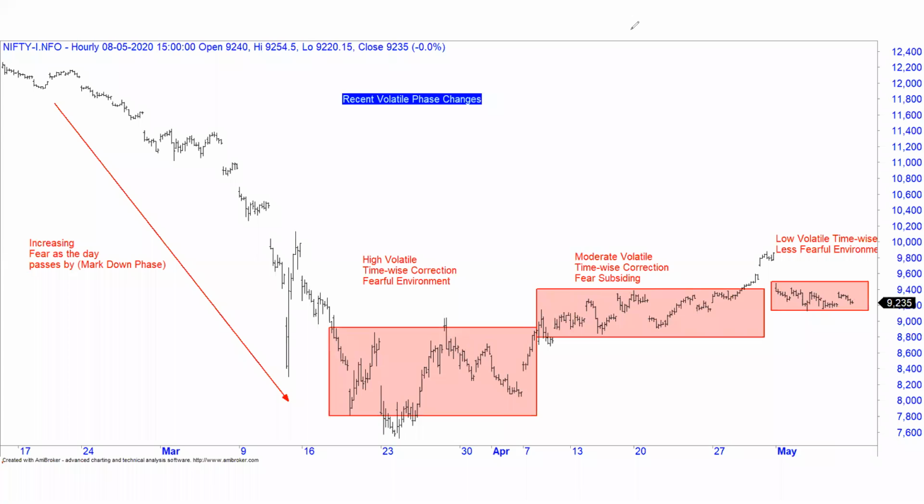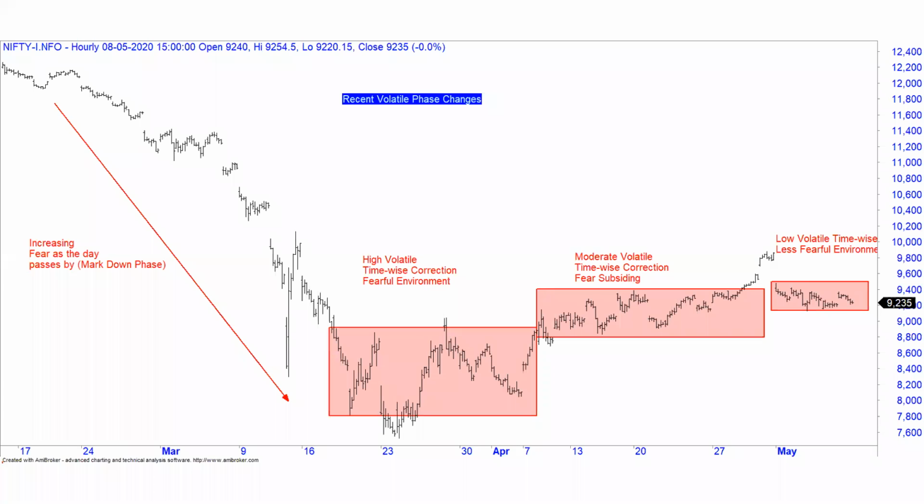So what we learned from here is that time-based correction is happening. It's been happening since March onwards. March and April month time-based correction is completely different. Right now, what is happening in May is even more super compressed time-based corrections. I don't know how long this is going to continue, but so far we are in a range.